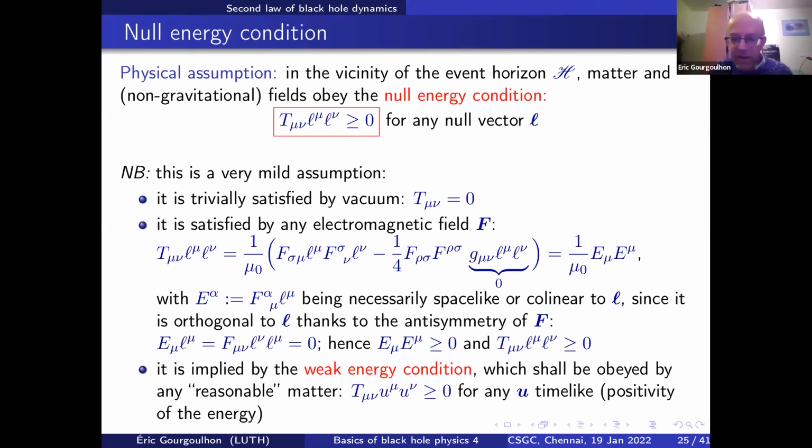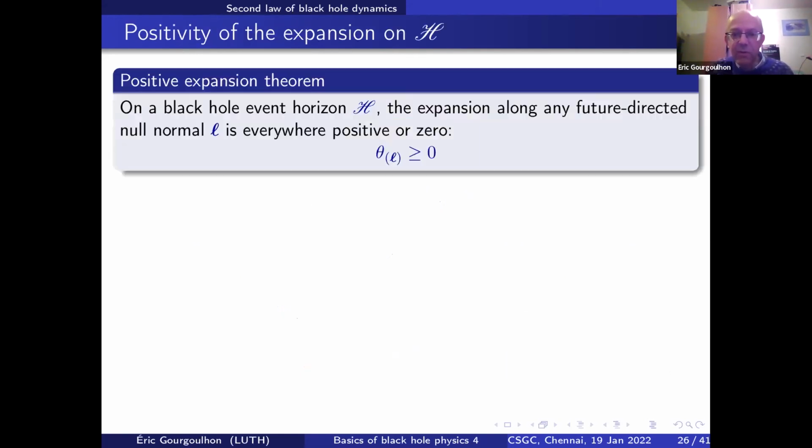It's possibly violated by quantum fluctuations, for instance, in the Casimir effect or things like this, but for reasonable matter, it is non-negative. So if matter obeys this, then necessarily it will obey the null energy condition by kind of continuity when you go from time-like to null actually. So this is a very mild energy condition. So we ask for it, we demand it. And now we get the theorem.